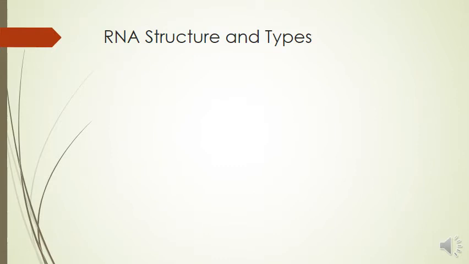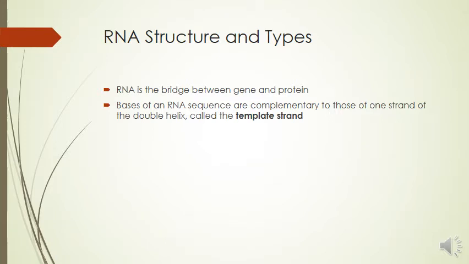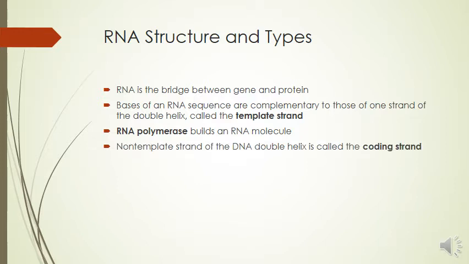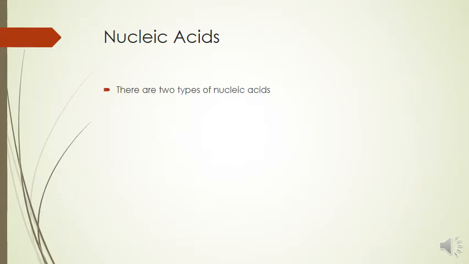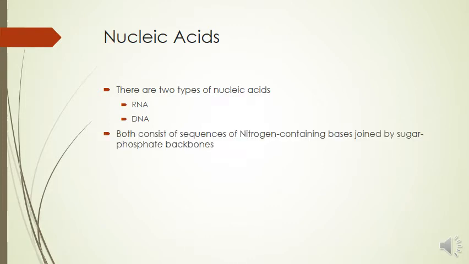If we look at RNA structure and types, RNA is the bridge between the gene and the protein. The bases of an RNA sequence are complementary to those of one strand of the double helix, and this strand is called the template strand. RNA polymerase builds an RNA molecule. The non-template strand of the DNA double helix is called the coding strand. There are two types of nucleic acids, RNA and DNA. Both consist of sequences of nitrogen-containing bases joined by a sugar phosphate backbone.